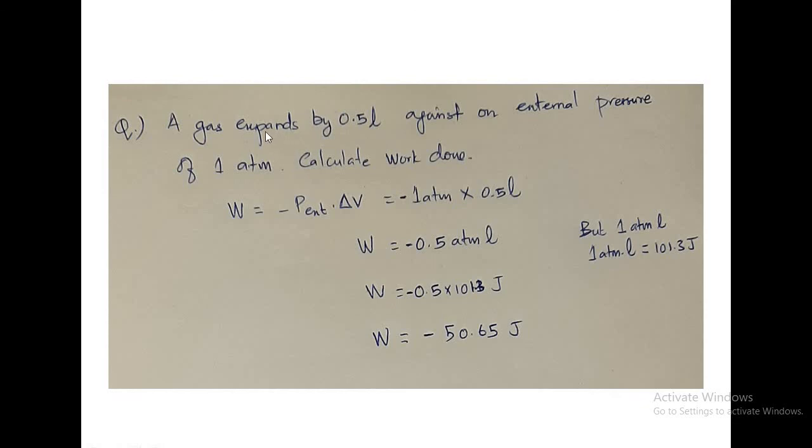If it is compression, then it will be positive. Okay, right? Then we will have W is equal to minus 50.65 joule. What is this? Work done by the system, because it is negative. Compression, it is positive. We are compressing, work done on the system. We give external pressure, so it will become positive. Work done will be positive if it is compression, right?